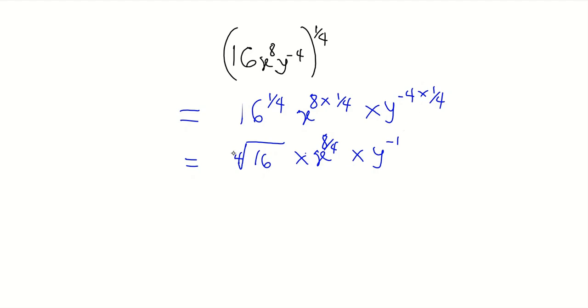Now we continue, and we have now the fourth root of 16 is 2, and we can verify that on a calculator, and we have 2 here. And when 8 divides 4, we are left with 2, so we have x exponent 2, and we have the same value as y exponent minus 1. And so this is the solution to our question.